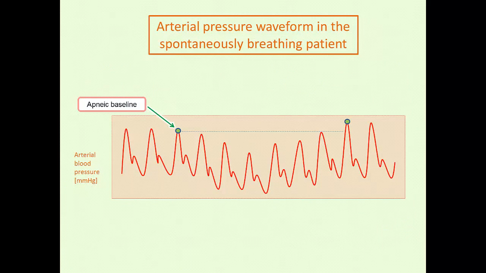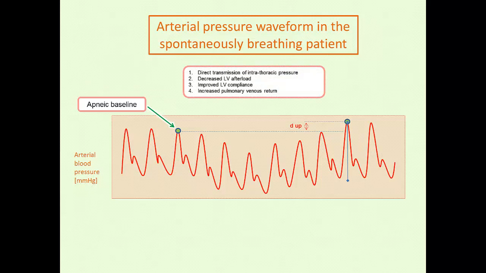So back to our home base, the arterial pressure waveform in the spontaneously breathing patient. We talked a little bit about D down. So what about the potential D up, or the increase in pulse pressure variation that you can see in somebody who's spontaneously breathing? Again, this is a highly variable response, and it probably has to do with varying heart rate to respiratory rate ratios. But again, just for completeness's sake, let's talk about potential mechanisms here.